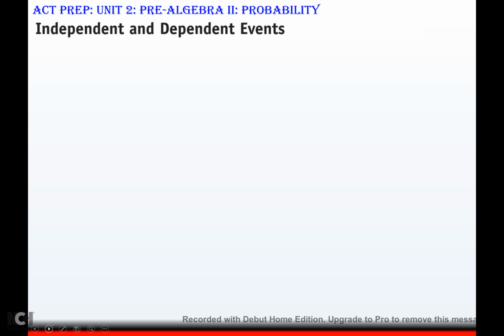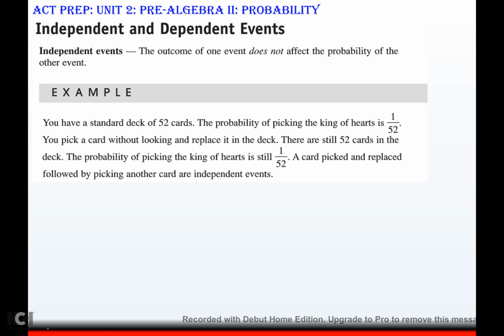Alright, independent and dependent events. Independent events is when the outcome of one event does not affect the probability of the other event. So, for example, you have a standard deck of 52 cards. The probability of picking the King of Hearts is 1 out of 52 because there's one King of Hearts. That's the winner. There's 52 possibilities.